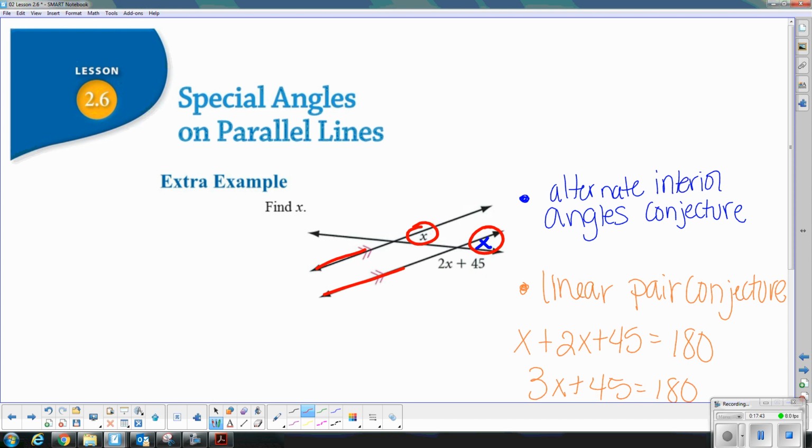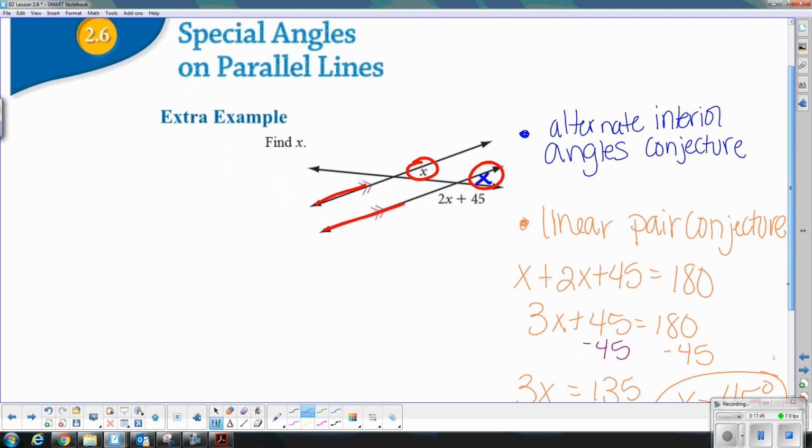Then I can use the linear pair conjecture. The linear pair conjecture says that if two angles form a linear pair, then they sum to 180 degrees. So here's my linear pair. This angle and this angle form a linear pair. They're on this line. So I can say x plus 2x plus 45 equals 180, and then I can use algebra to solve for x.